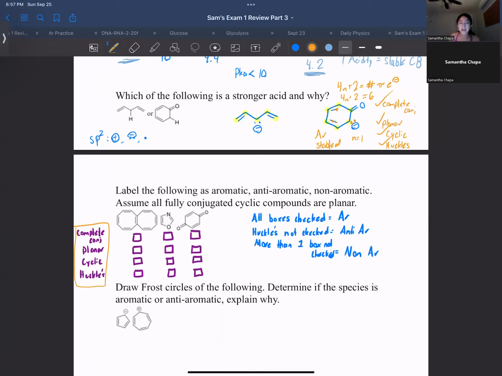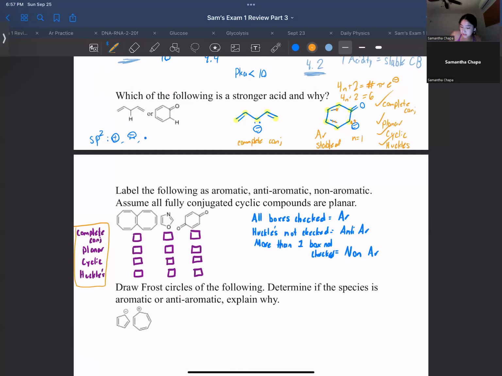Okay. The one on the right is not cyclic, so that's already out. We're not aromatic here, but we do show complete conjugation, which also makes it stable. But you should know that something that is going to be aromatic is like stability on steroids, is what they like to say.